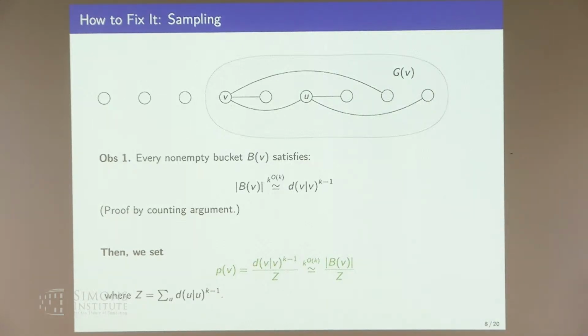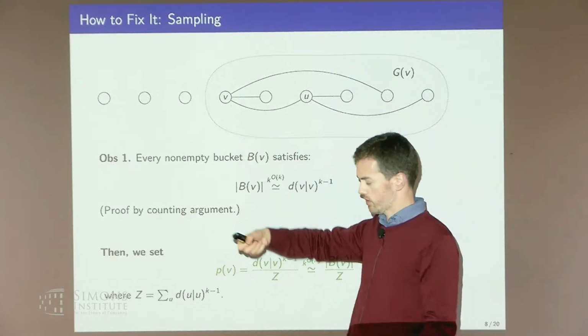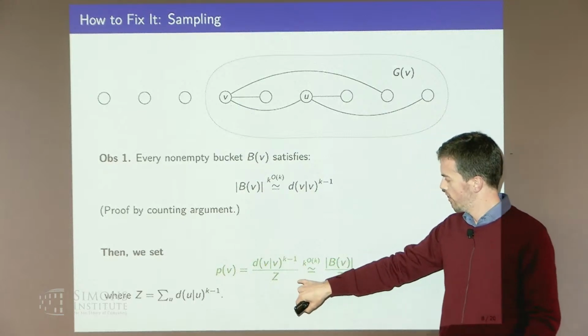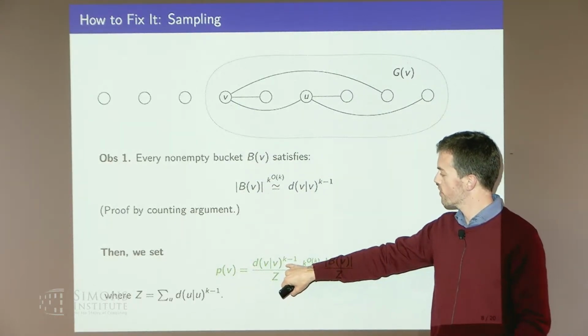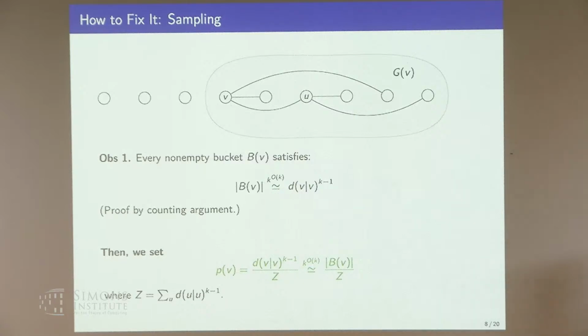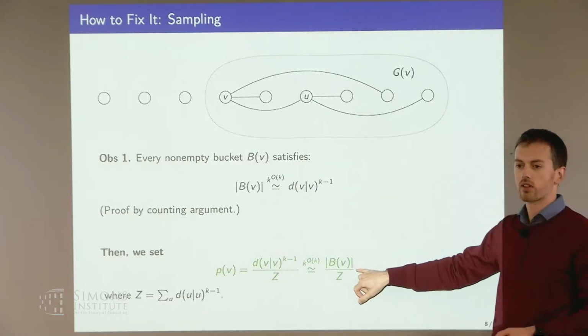And so this gives us the first ingredient. We will pick V as a starting point for our sampling process with probability roughly proportional to its degree in GV to the power of k minus 1. Okay, and this means we are choosing the bucket with probability roughly proportional to its size.